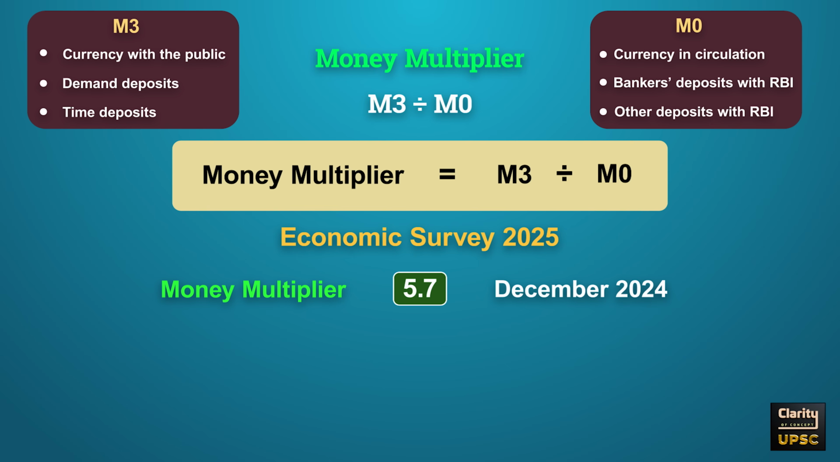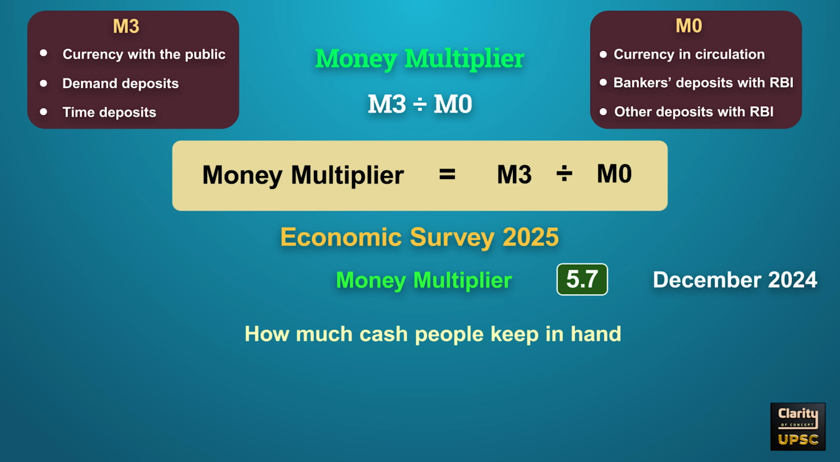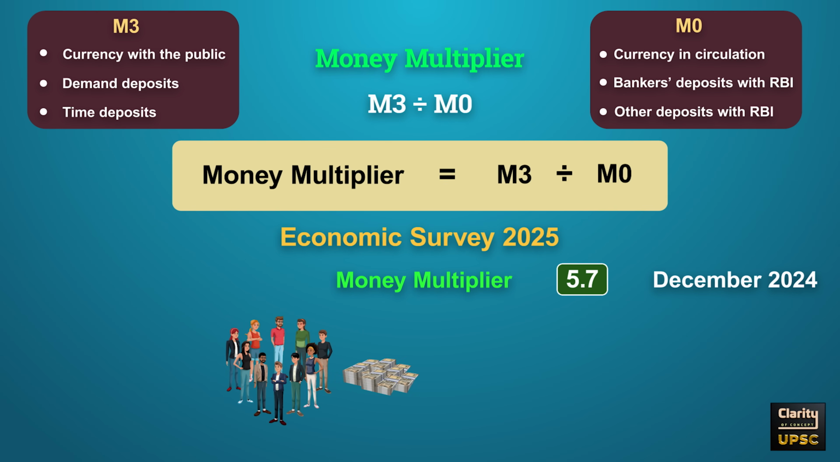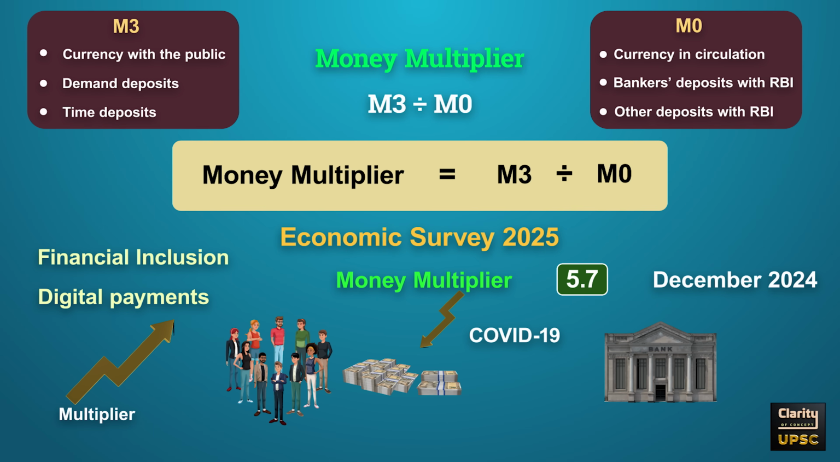This is higher than the year before. It also tells us that the money multiplier is influenced by two main things: how much cash people keep in hand and how much reserve banks keep with RBI. If people hold more cash, the multiplier becomes lower because cash leaks out of the banking system. Similarly, bank reserves, CRR, are also a leakage. During COVID-19, the money multiplier fell because people were scared and kept more cash, and banks lent less. Now financial inclusion and digital payments are helping increase the multiplier again.